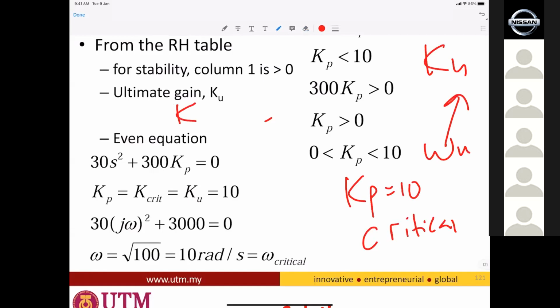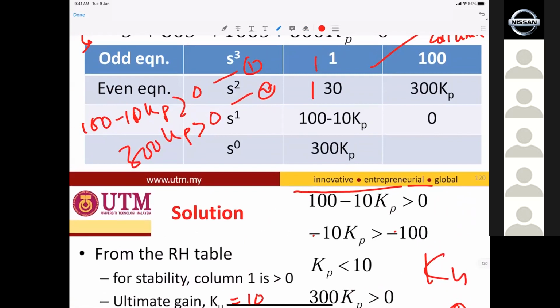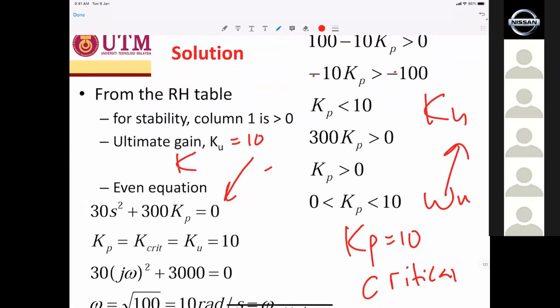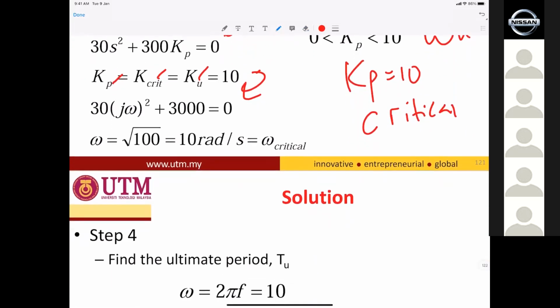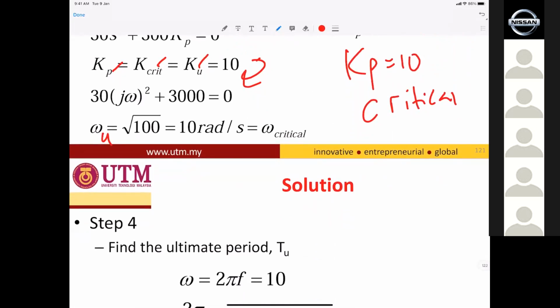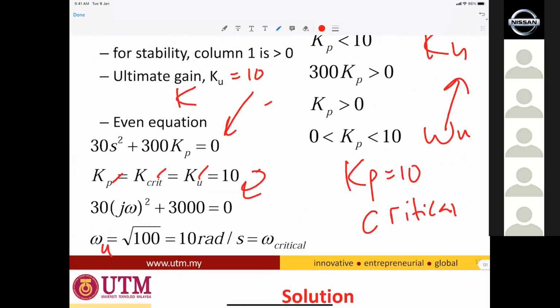This value we call the ultimate gain, 10. Put it inside the even equation from the Routh-Hurwitz, which is here: 30 s squared plus 300 Kp equal to 0, with Kp or K critical or Ku value being 10. Insert the value and you get omega u, which is the square root of 100, which is 10 radians per second. Understand? Step number 3. Any question?